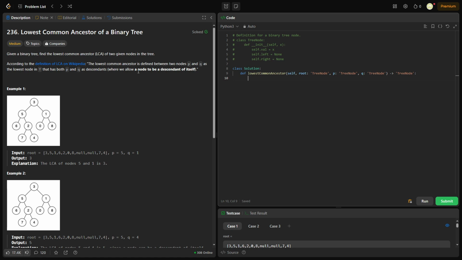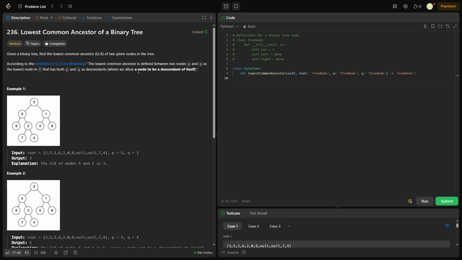So if you haven't done LeetCode 235, I seriously recommend doing that one first. It's basically the exact same as this one. It's just a tiny bit easier because of how the tree is ordered. It's really good practice. Okay, so we're basically going to have to solve this problem using recursion.